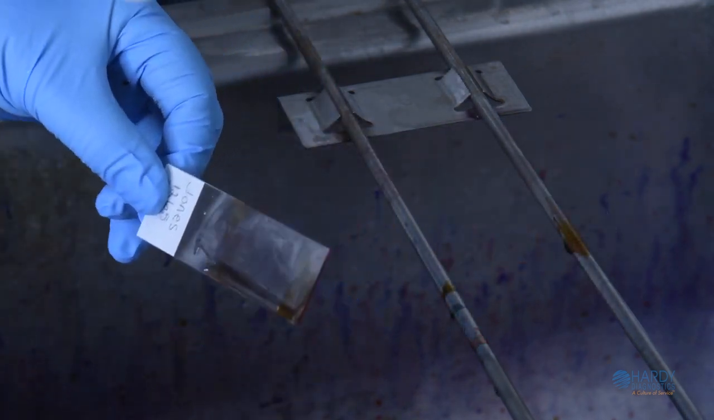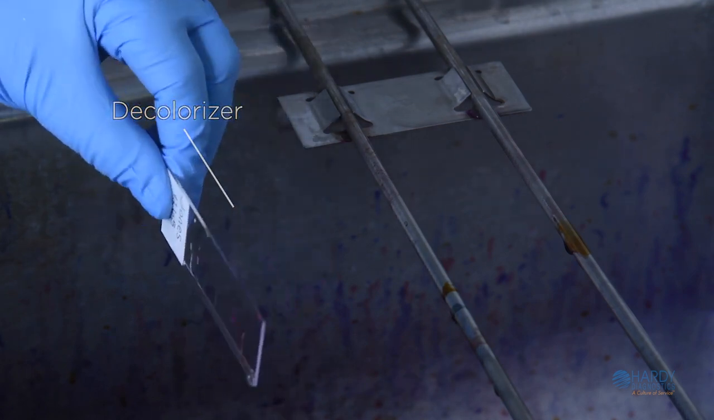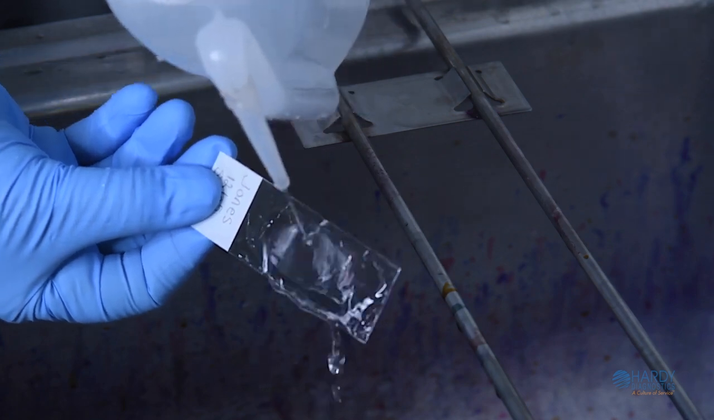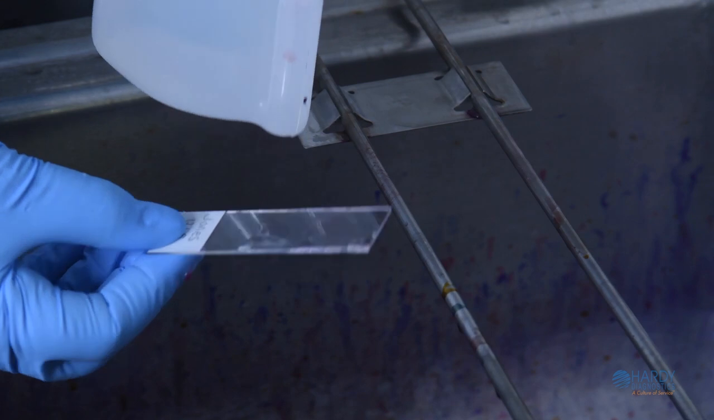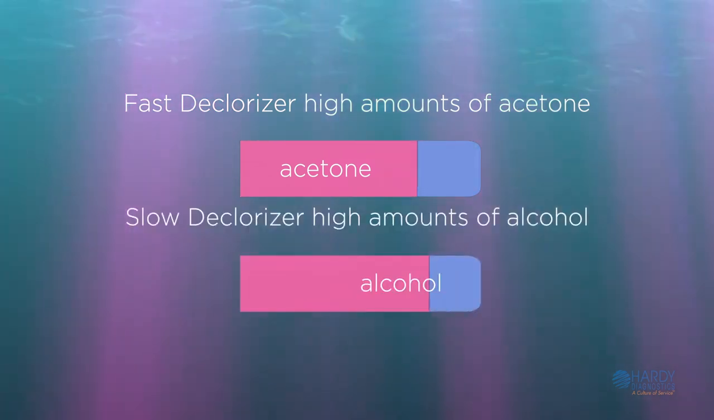Tilt the slide at an angle over the sink or tray and add the decolorizer dropwise until the violet color stops running. When the solution runs clear, immediately rinse the slide with deionized or tap water to neutralize the decolorizer. The decolorizer is composed of a ratio of alcohol to acetone. The ratio is normally a personal preference, with faster decolorizers containing higher concentrations of acetone and slower ones containing higher concentrations of alcohol.